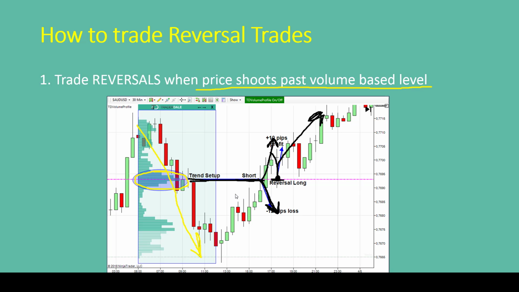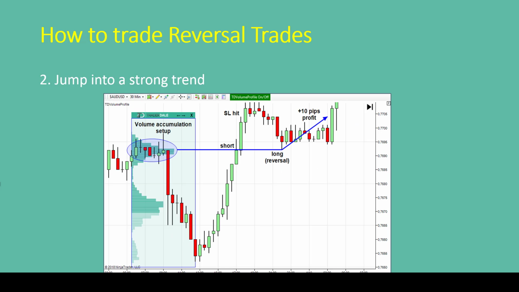Alright, so whenever price shoots past volume-based level like this, without any reaction, then you wait for a pullback, you wait for the price to come again to this level, and you enter a reversal trade, you enter a reversal position. So this is the first way how to trade the reversal trades. The second way is when you want to jump into a strong trend. As you can see in the picture, there's also a volume setup.